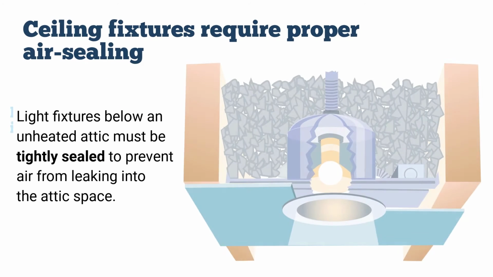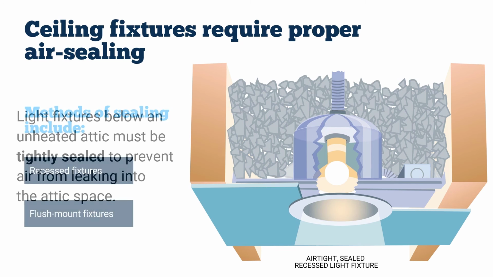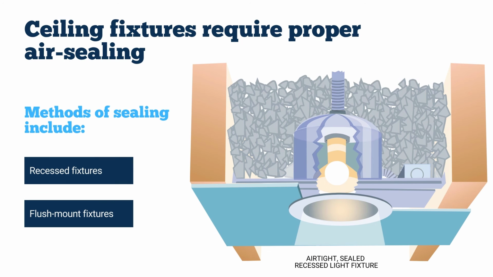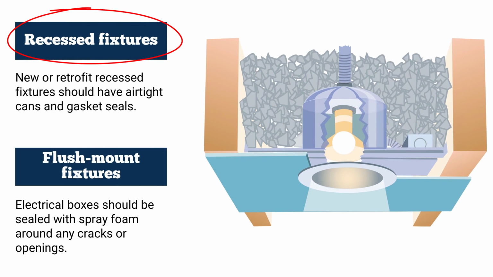Sealing fixtures requires proper air sealing. Light fixtures below an unheated attic must be tightly sealed, to prevent air from leaking into the attic space. Attic air leaks not only waste energy, but are also the primary cause of ice dams. Methods of sealing include recessed fixtures. New or retrofit recessed fixtures, including new LED fixtures, should have airtight cans and gasket seals. Existing recessed lights can have special airtight boxes sealed over them from the attic side.